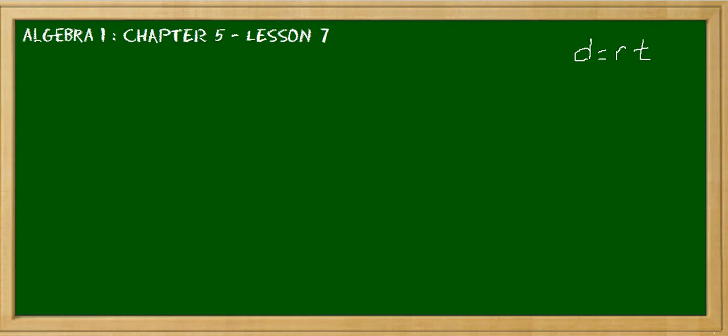Welcome back, class. We're going to be doing set 2 problems for chapter 5, lesson number 7. And we're going to start here on problem number 4. I want you to understand that it's very important that you are able to visualize some of these problems. It's very difficult for us to simply think of, for instance, distance is equal to rate times time, and we're thrown information without sometimes just drafting it up.